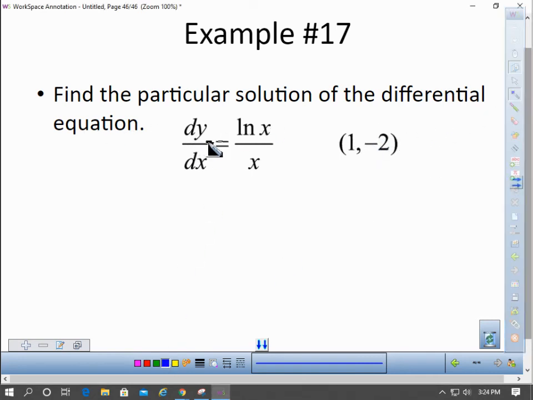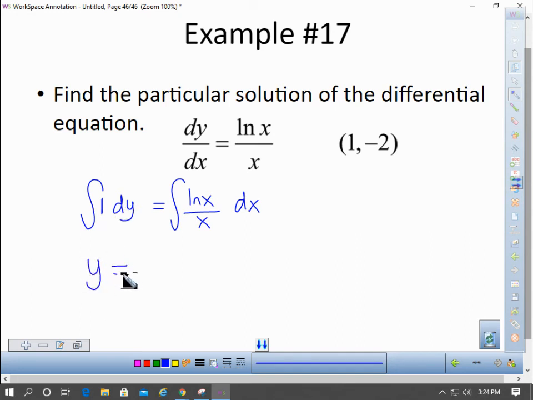All right, so we know to solve a differential equation, we need to move the dx over. So this will be dy equals natural log of x over x dx. So I just multiplied the dx over here. Now I'm going to integrate both sides. All right. So this is a 1 right here. So the antiderivative of 1 in terms of y's is a y.